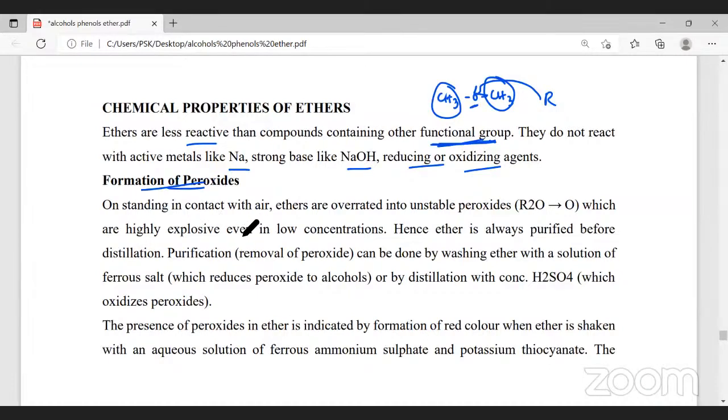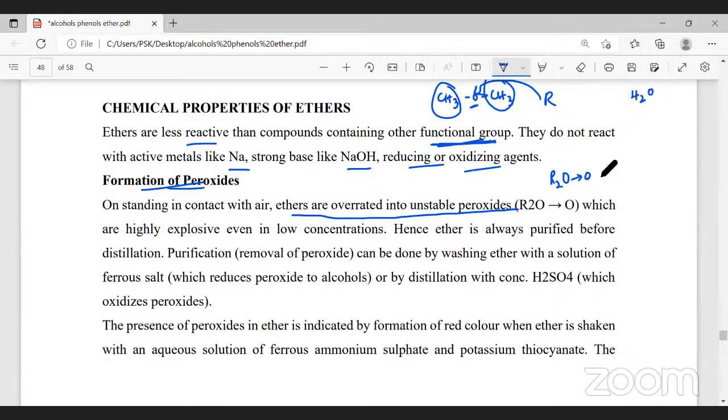On standing in contact with air, ethers are oxidized to unstable peroxides. See here, this is R2O. R2O is nothing but ether, and it forms a bond with oxygen. So peroxide means a greater number of oxygens. For an example, if you take water, there is H2O. If one more oxygen is added, H2O2, we call it hydrogen peroxide. So a molecule containing more oxygen will be called a peroxide. This is ether. When it gets bonded to an oxygen atom, it will be called a peroxide.